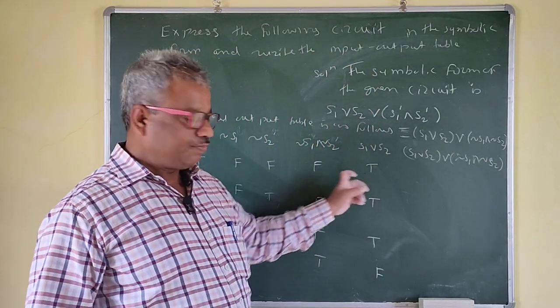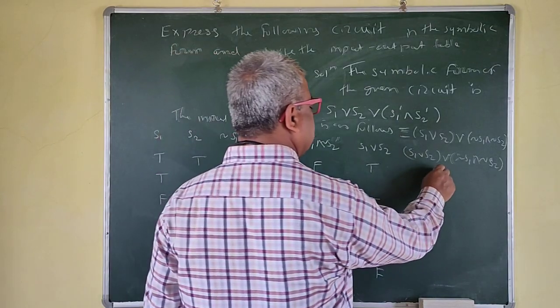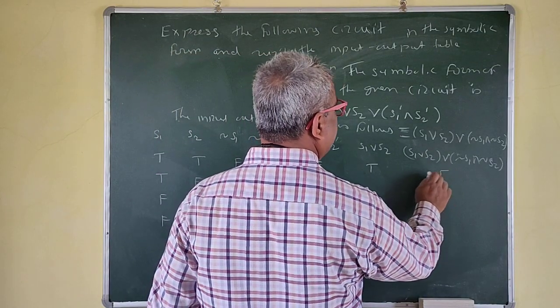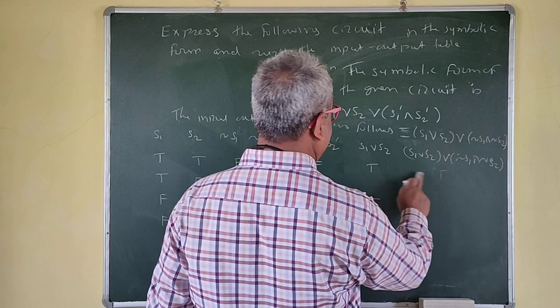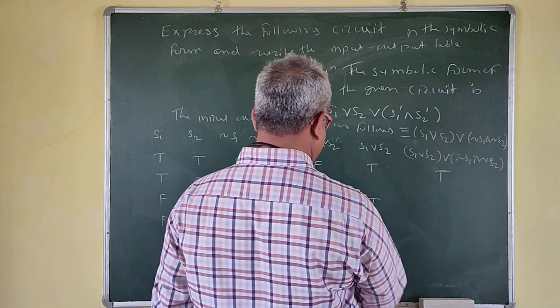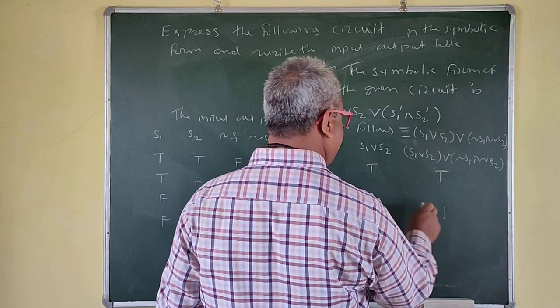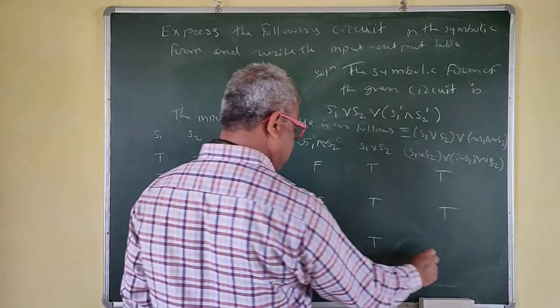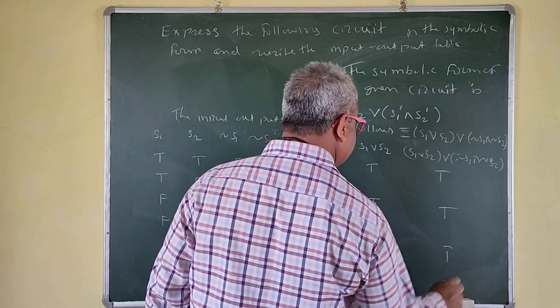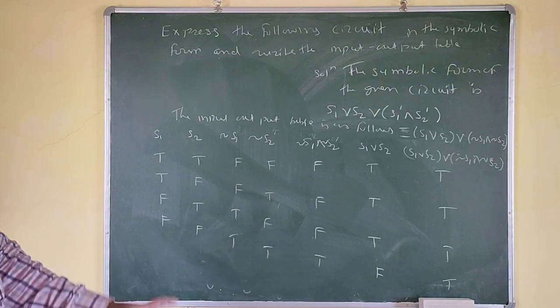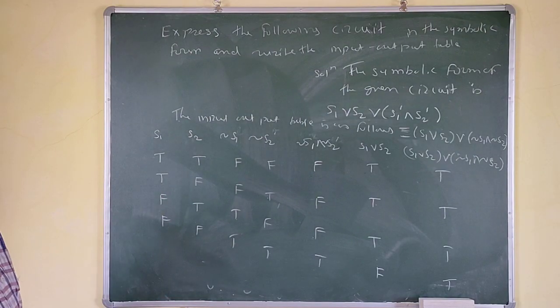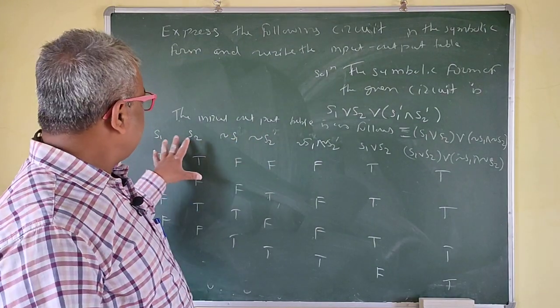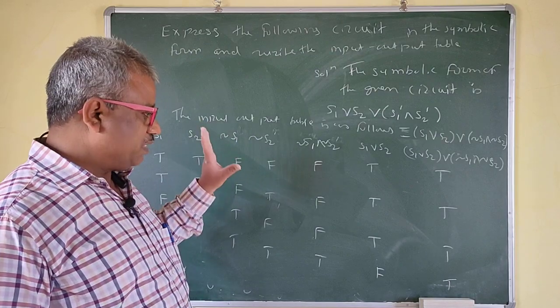So F and T is F. F and T is F and R, this is R. F or T is T. T or F is F or T is T. F or T is T. This is T. That means what? Your bulb will glow. Always glow, no matter whatever the position of the switches are.